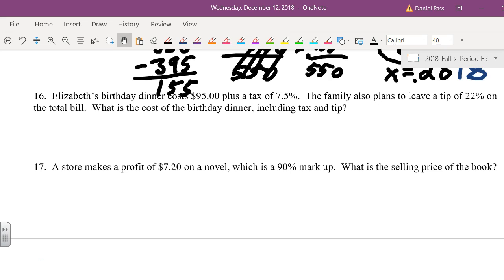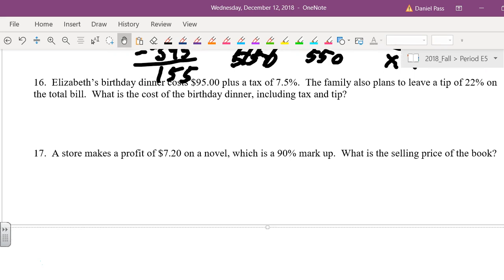Okay, let me do this one quickly so we can get through the YouTube video. Elizabeth's birthday dinner cost this much money plus tax of this much. The family also plans to leave a tip on top of the total bill. So they've got two steps. We're going to do the first one first, find that answer, and then do the second one. So, $95 plus tax.